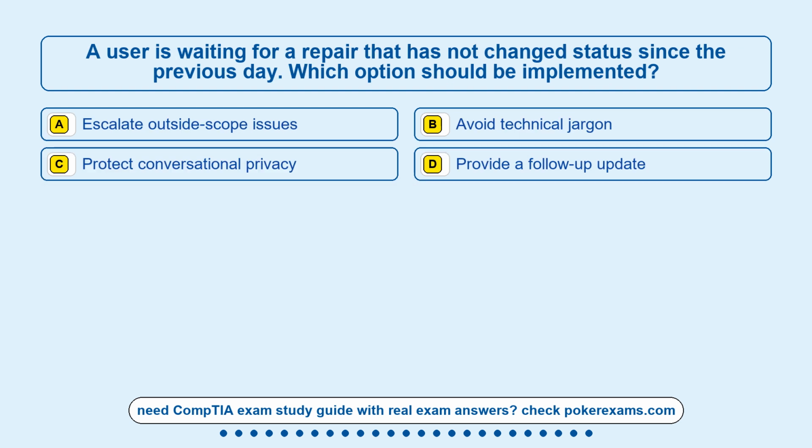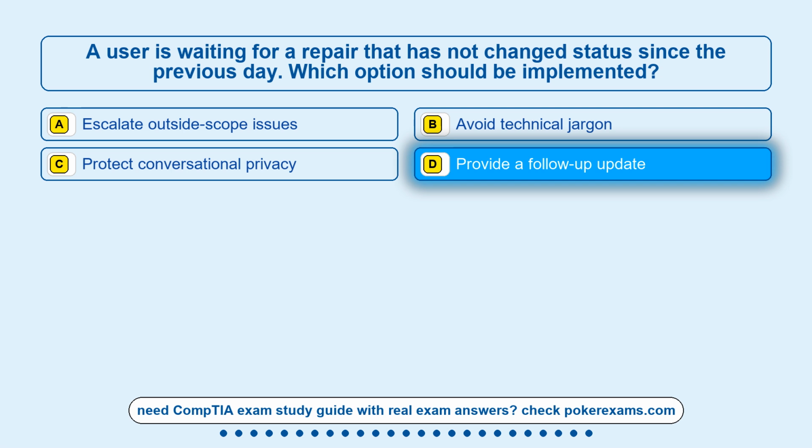Question 2. A user is waiting for a repair that has not changed status since the previous day. Which option should be implemented? Option A. Escalate out-of-scope issues. Option B. Avoid technical jargon. Option C. Protect conversational privacy. Option D. Provide a follow-up update.